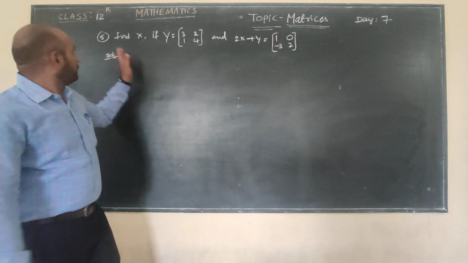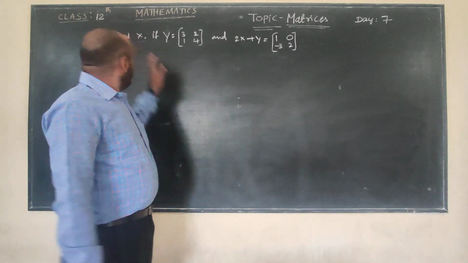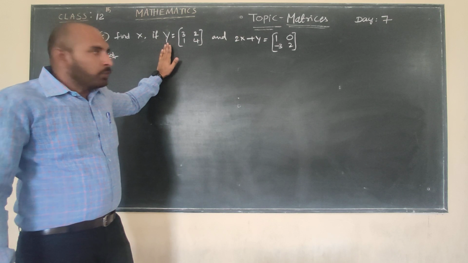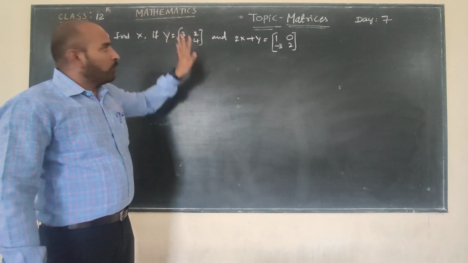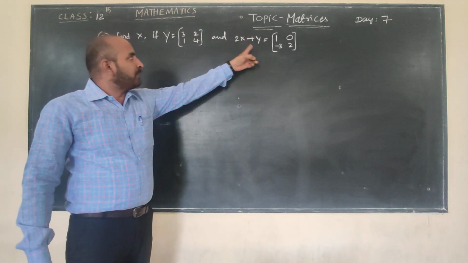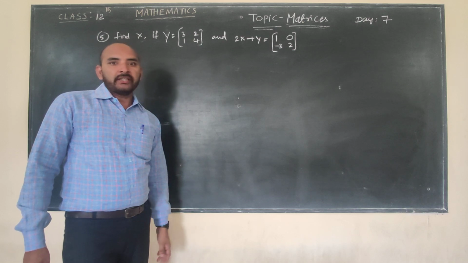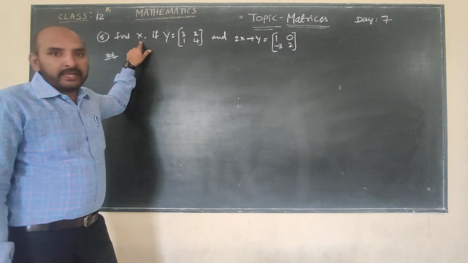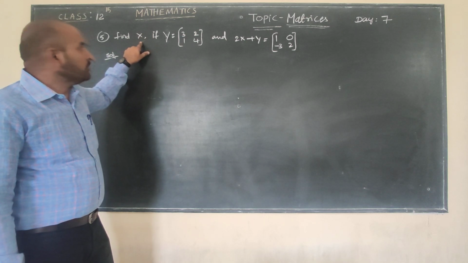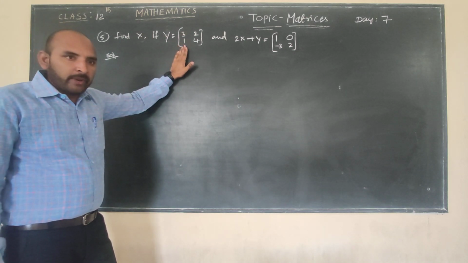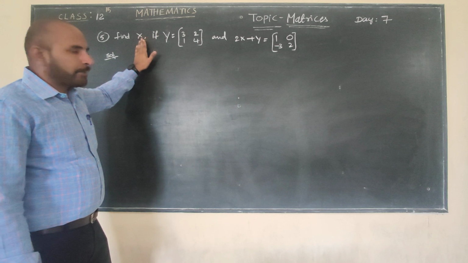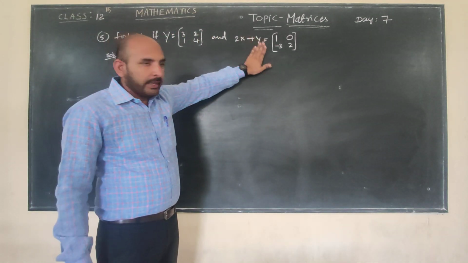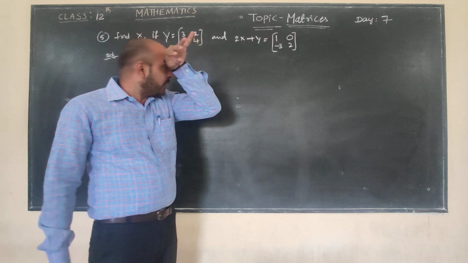Coming to the next problem, question number 5. Find capital X if capital Y equals 3 2 1 4 and 2X plus Y equals 1 0 minus 3 2. Then find the value of the capital X matrix. Capital Y is a 2 by 2 matrix, so definitely capital X is also a 2 by 2 matrix. Substitute this Y value in the equation and then you will get capital X.